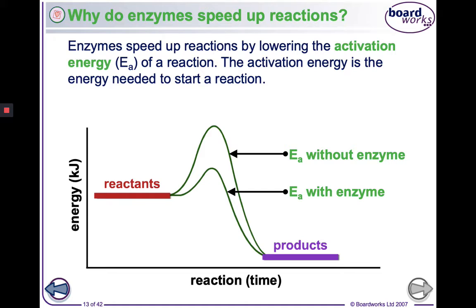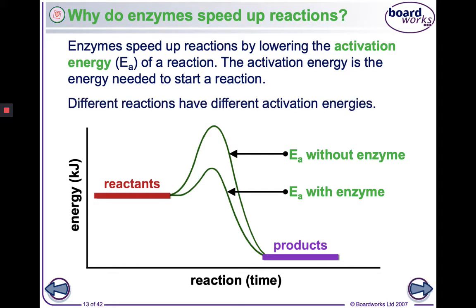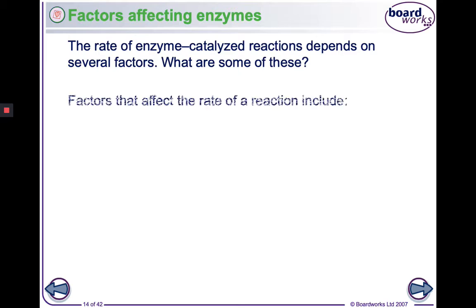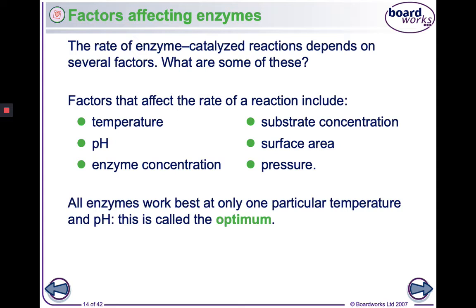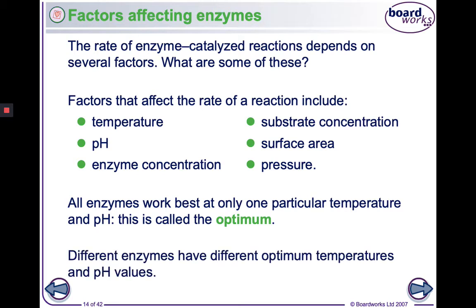Enzyme reactions really depend on a lot of things. Several factors include temperature, pH, enzyme concentration, substrate concentration, surface area, and pressure. All enzymes work best at only one particular temperature and pH. This is called the optimum.